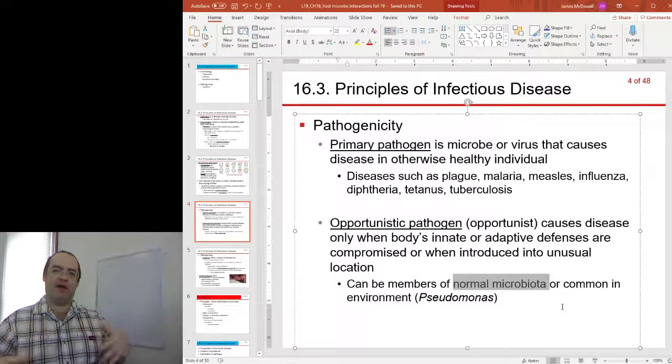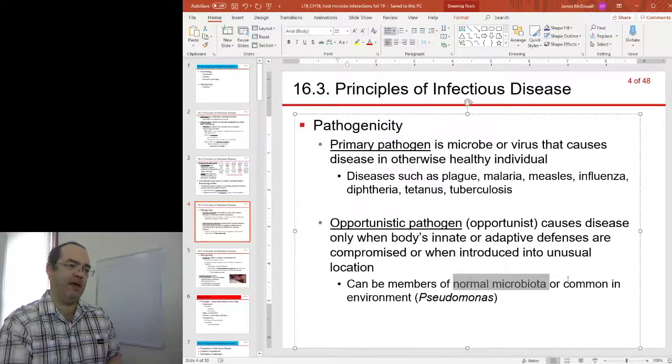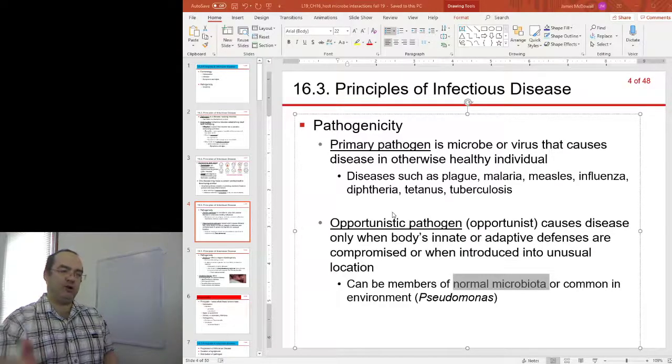Normal microbiota are the microbes that live on us and in us all the time, most of them not harming us, some of them even helping us, but when conditions are right, they can be opportunistic. In the environment, microbes like Pseudomonas, found in large numbers in the soil.